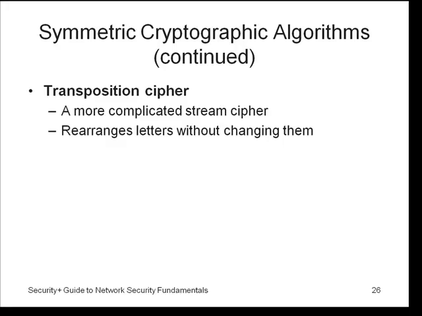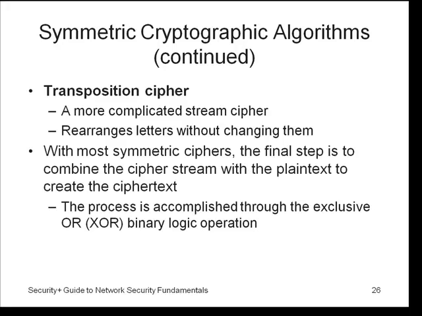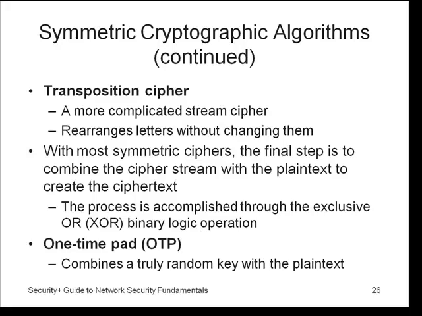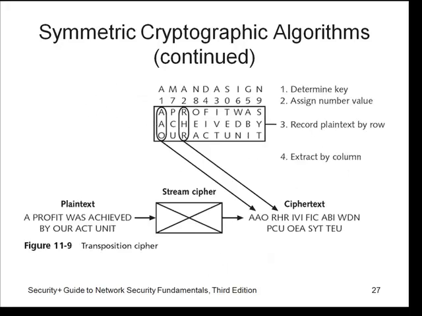Transposition cipher, more complicated, rearranges letters without actually changing them. Most symmetric ciphers, the final step is to combine the cipher string with the plain text to create a ciphertext. The process is accomplished through an exclusive OR, an XOR binary operation. One-time pad is the one-time keys that you see. This one actually uses, and you notice we got the first A, which is AAO, and then the second A, which is RHR in here.